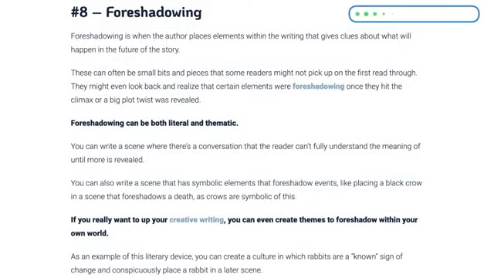Literary device number 8 is foreshadowing. Foreshadowing, for those of you who don't know, is essentially giving hints and clues about what's to come in your novel. Essentially, you don't want readers to be able to pick up on those, but you want them to look back at the novel and be like, oh, I should have known that. I should have picked up on that detail. This is a really important part of your story, because if you never give your readers any clues as to what's to come, they're going to be very confused by the outcome.